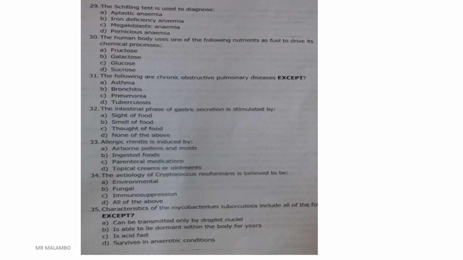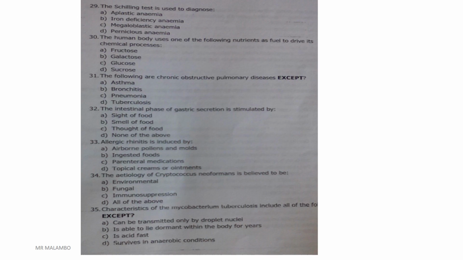Right, glucose. Then 31 says the following are chronic obstructive pulmonary diseases, except which one? We've got asthma, bronchitis, pneumonia, tuberculosis. So which one is not a chronic obstructive pulmonary disease? Okay, we've got it under 31. The best answer is B, bronchitis.